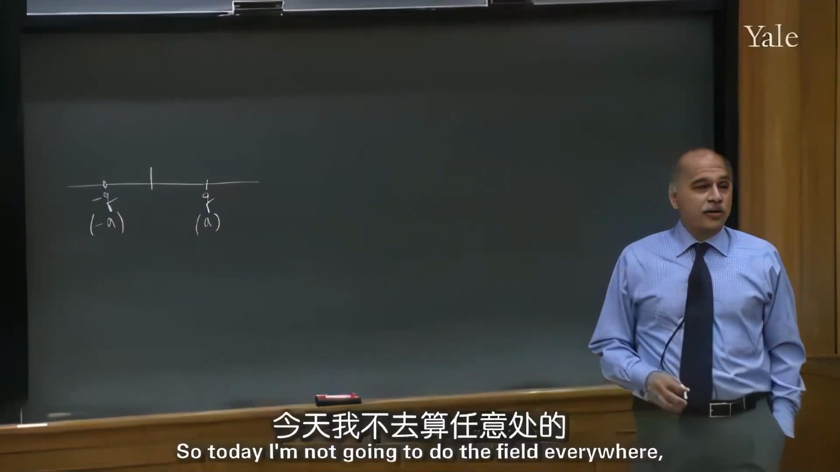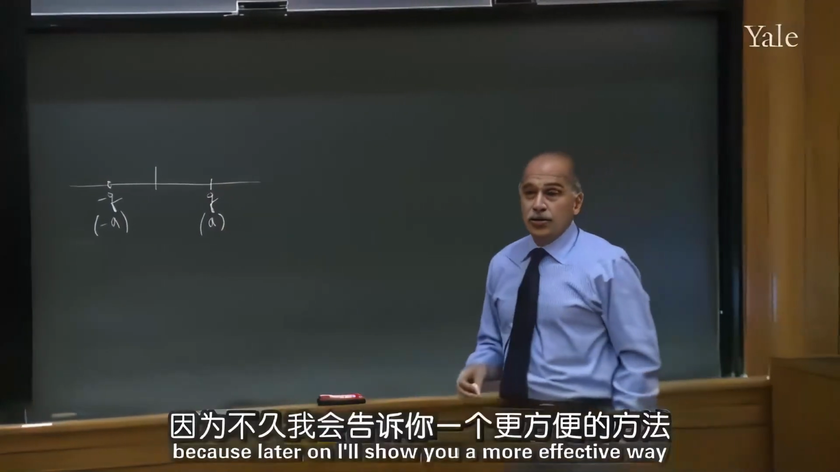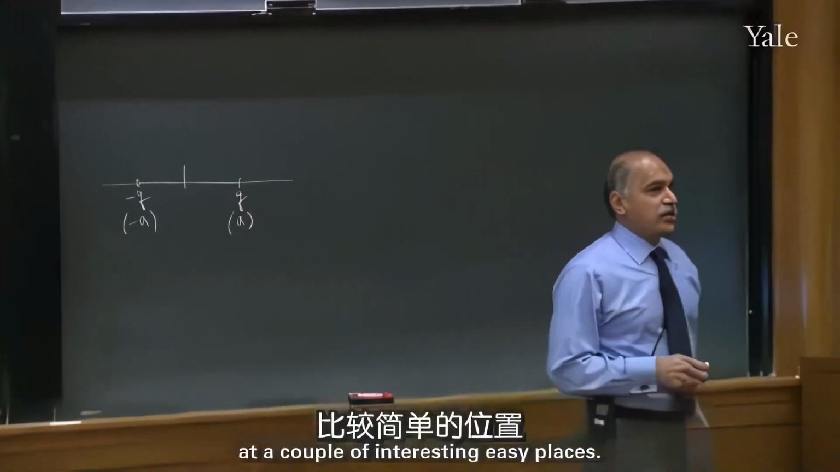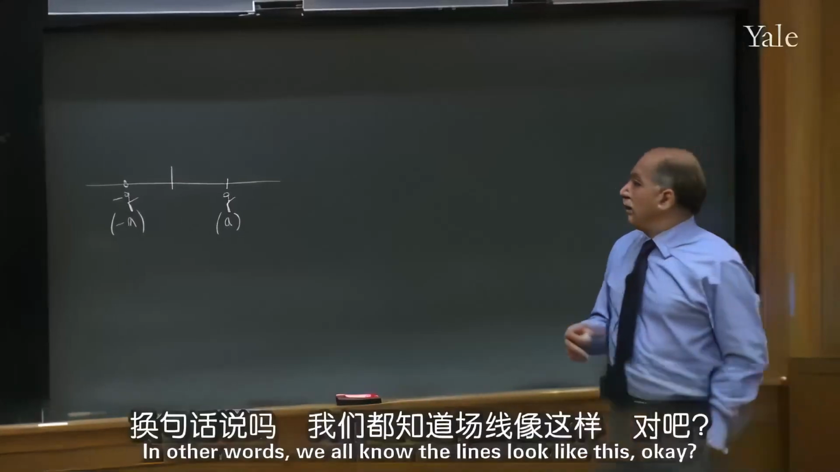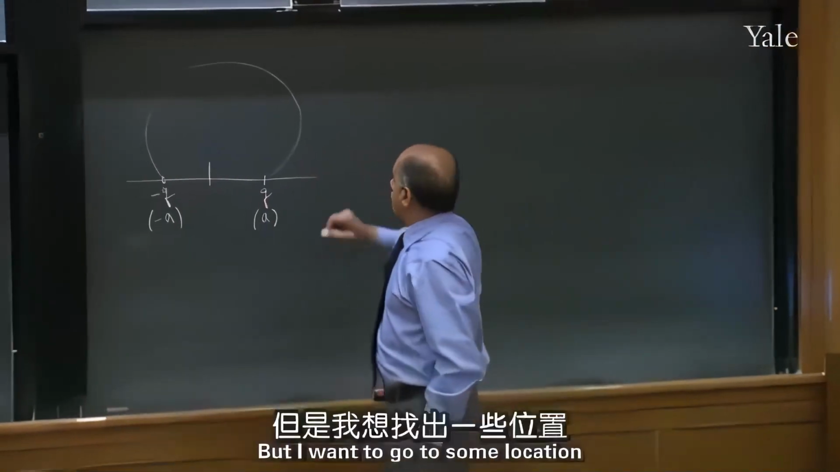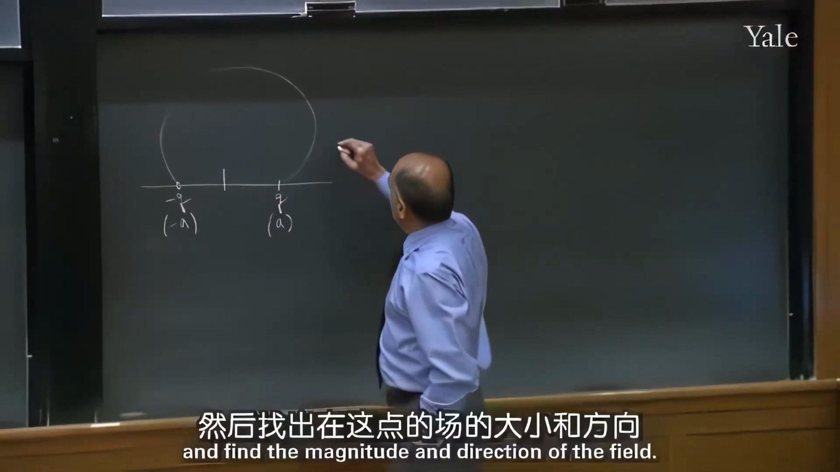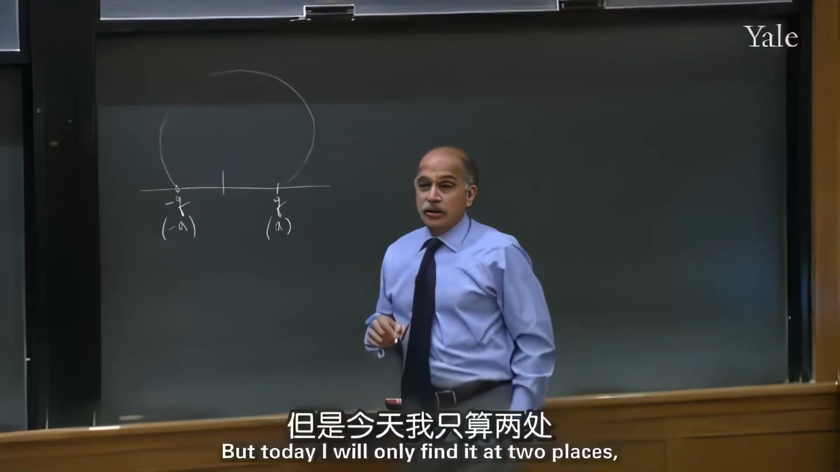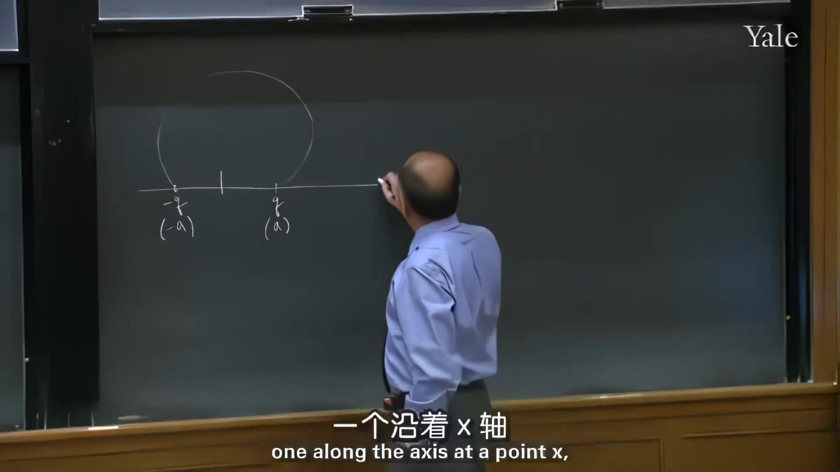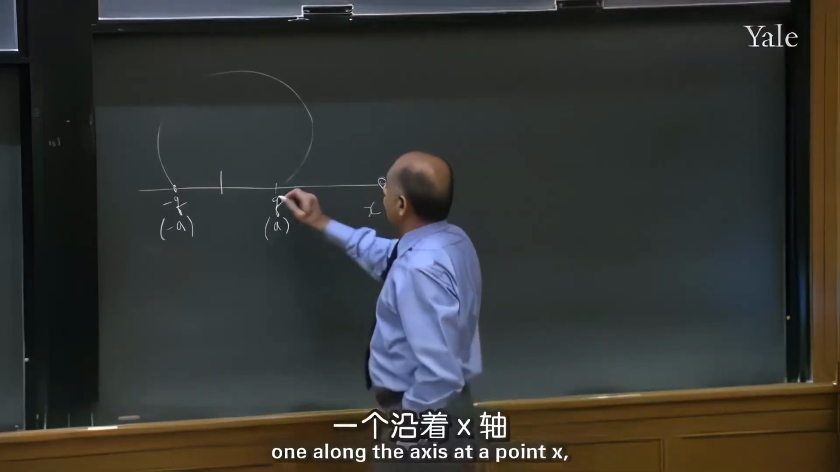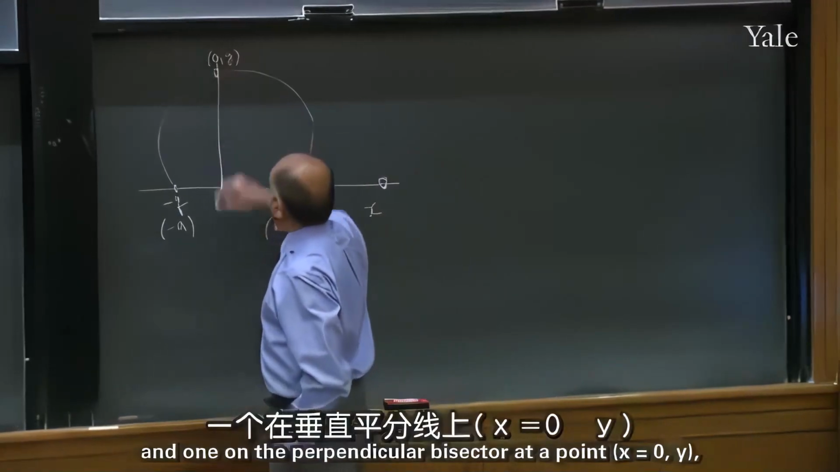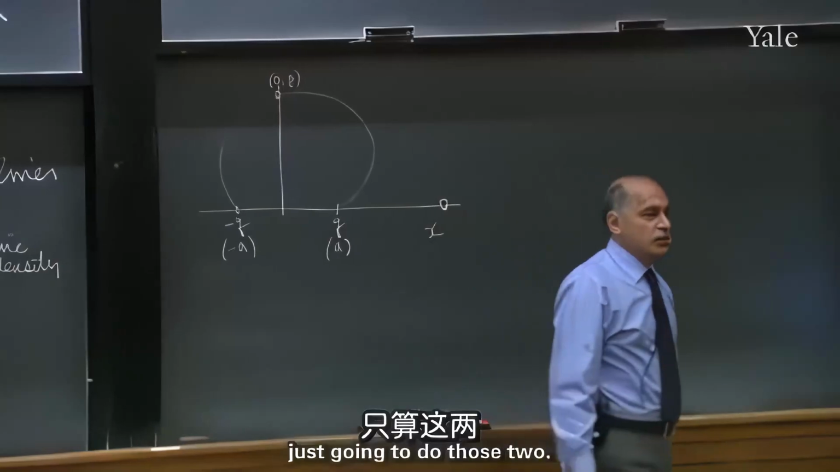So I want to find the field everywhere. Today I'm not going to do the field everywhere because later on I'll show you a more effective way to calculate it. But I'm going to calculate it at a couple of interesting, easy places. We all know the lines look like this, but I want to go to some location and find the magnitude and direction of the field. Today I will only find it at two places, one along the axis at a point x, and one on the perpendicular bisector at a point x equal to 0, y. Just going to do those two.